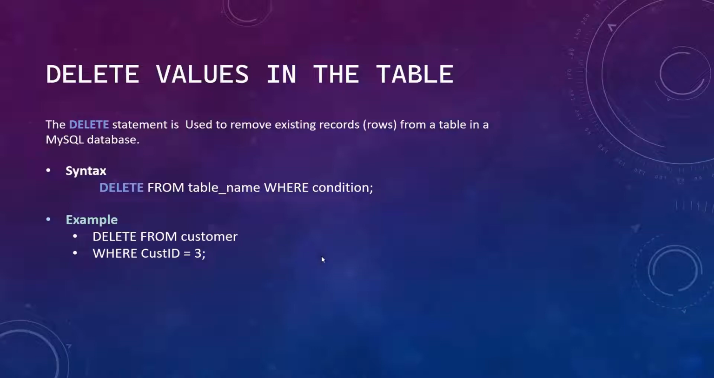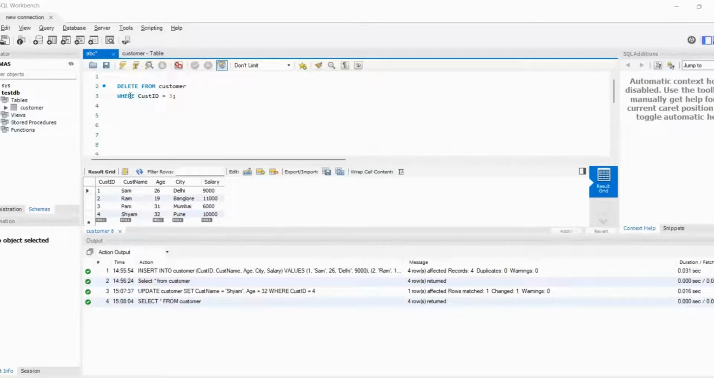So let's understand this with a practical example. To delete a row from the table, you can write this query: delete from customer where customer ID is 3. Here you can see the information about the customer Pam will get deleted. So to delete this row, customer ID 3, you need to write this query: delete from customer table where customer ID is equal to 3.